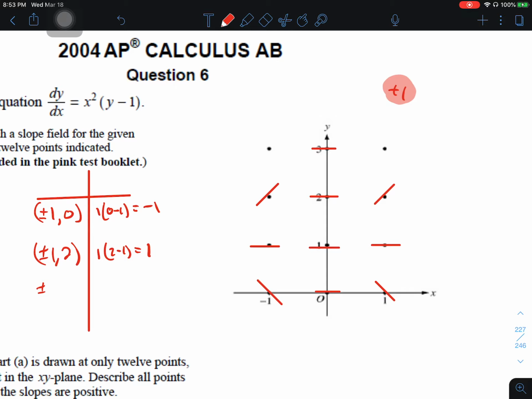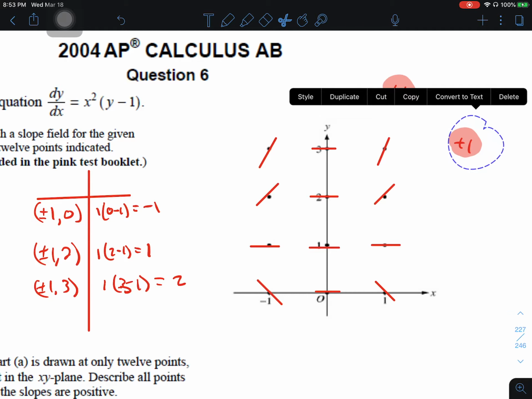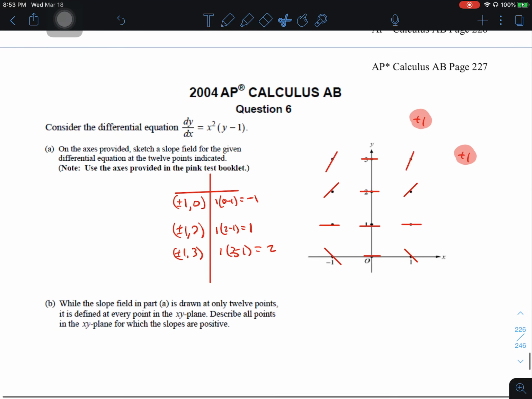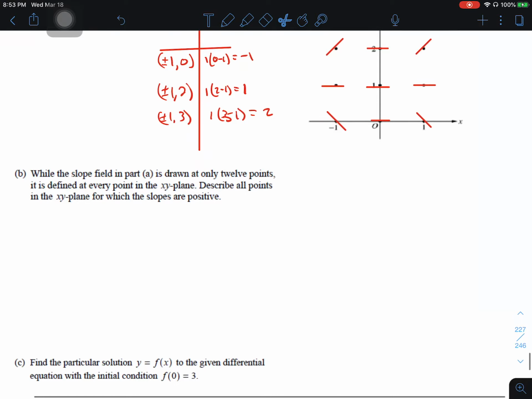How about if we got plus or minus 1 and 3 for a y value? It's going to be 1 times 3 minus 1. It's going to be 1 times 2, which is 2, which is more slanty. You get an additional point for all the non-zero slopes. That's worth 2 points total for part A.